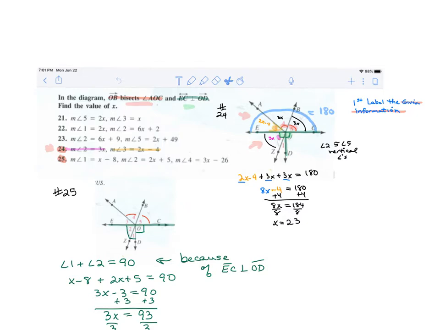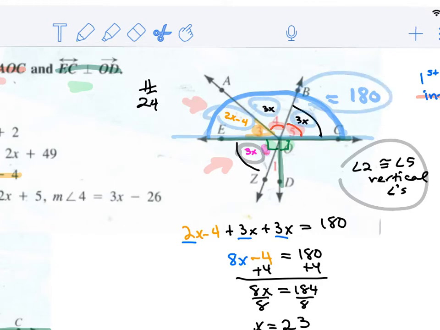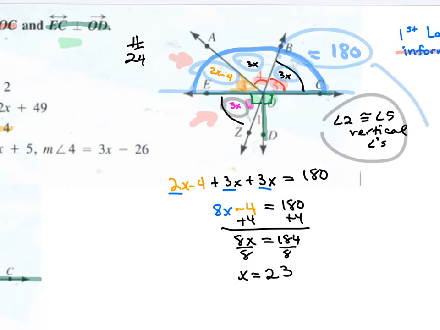So I could see that this angle here, angle 2, was vertical to angle 5. So then if angle 2 is 3x, so is angle 5, which was also congruent to angle 4 because of the bisector. So then from there, I realized that these three angles here, 3, 4, and 5, were all sitting on a straight angle. So I took each piece, 2x minus 4 plus 3x plus 3x, and set it equal to 180. And then here's the work down here. Once I solve, x equals 23.